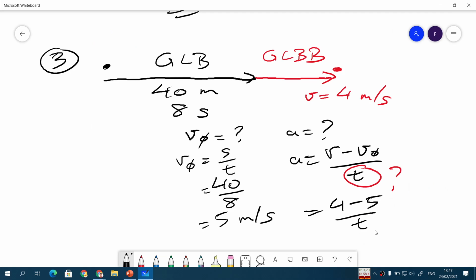you can stop right here. 4 minus 5 over T, or you can write it down as negative 1 over T meters per square second. This is fine. Of course, later in your exam, I will give you enough information to actually calculate the final result.